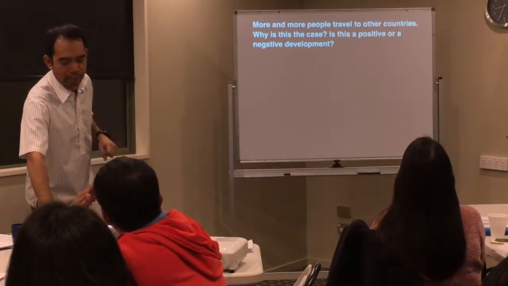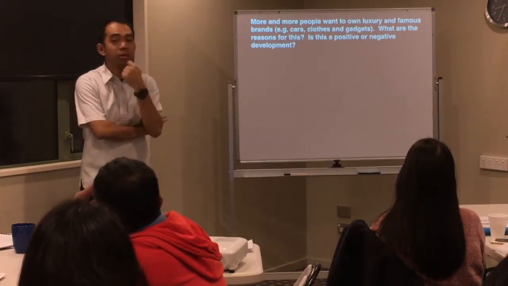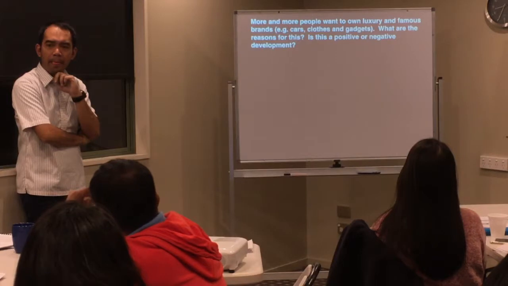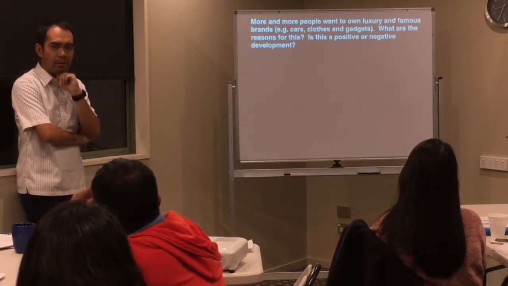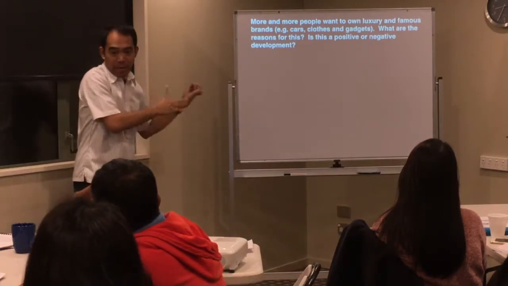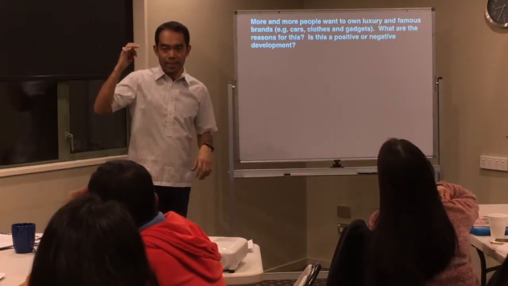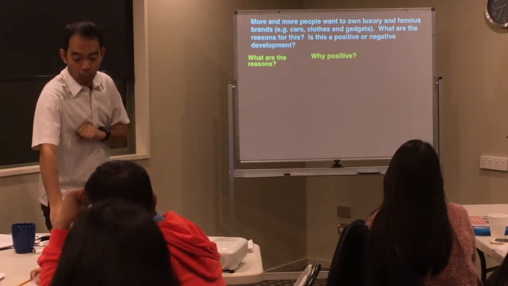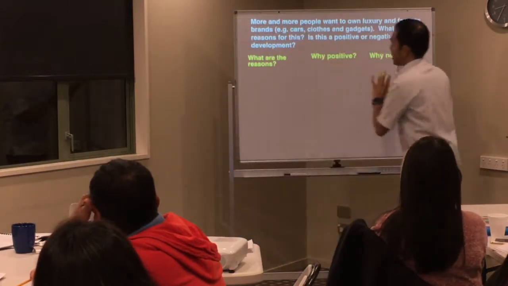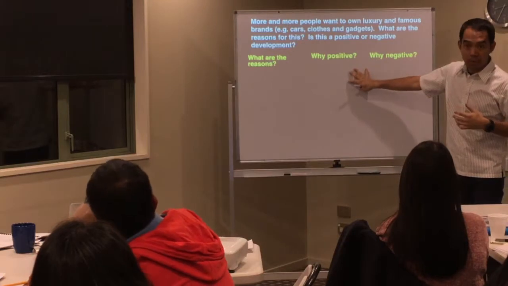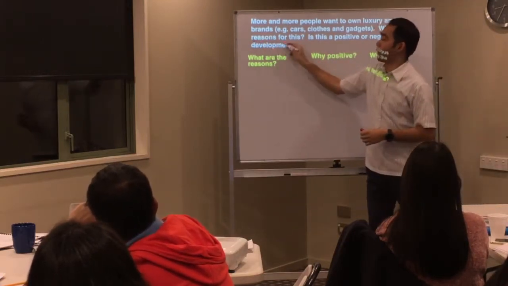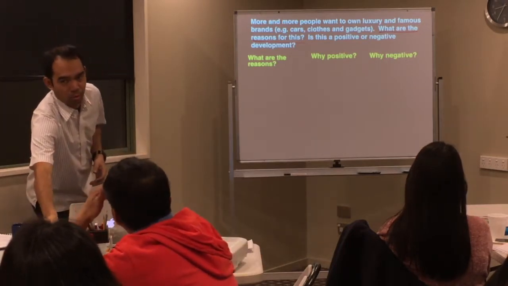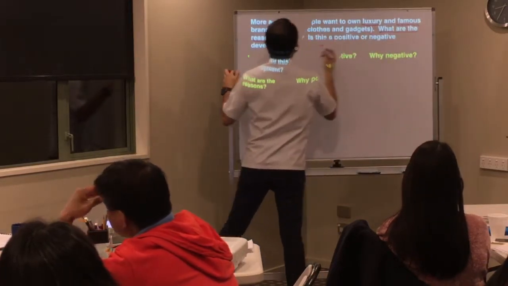Now here's another example. Take a look at this. More and more people want to own luxury and famous brands, such as cars, clothes, and gadgets. What are the reasons for this? Is this a positive or a negative development? Let's focus on this one, okay? So there are at least 3 things we have to highlight here. What are the reasons, why it's positive, and why it's negative. So we have to know why it's good or bad so that later you can decide whether it's negative or positive. But first, what are the reasons for this? Why do you think more and more people now are buying, not just ordinary stuff, but luxury and famous brands?